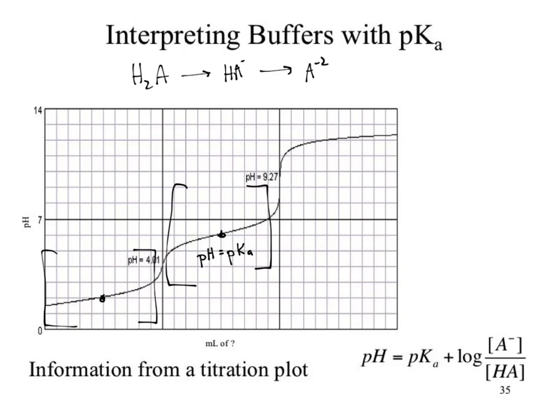What else needs to be present? Conjugate base. Okay. So if I want a pH of 6, remember this was the transition from HA minus transitioning to A minus 2. To get exactly halfway in between, what's present? HA minus and A minus 2.